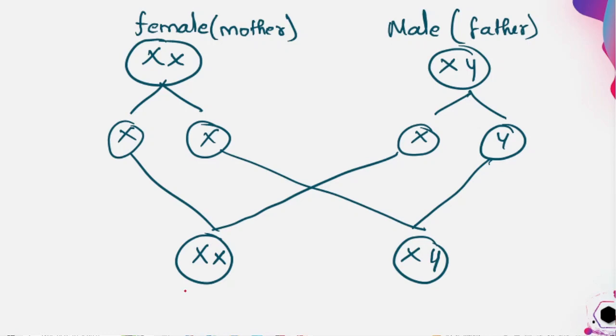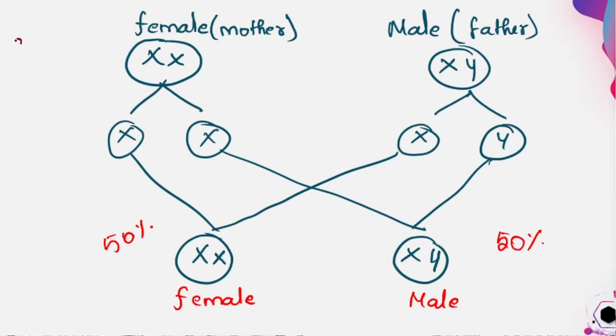XX means the resulting baby will be a female or girl child. XY means the resulting baby is going to be a male or boy child. Okay, so here you have a 50% probability of getting male and a 50% probability of getting female. Okay, and one more thing, a very, very important thing.